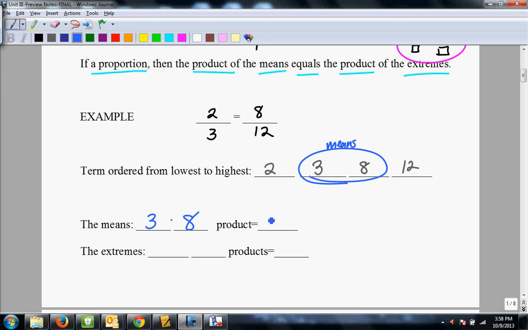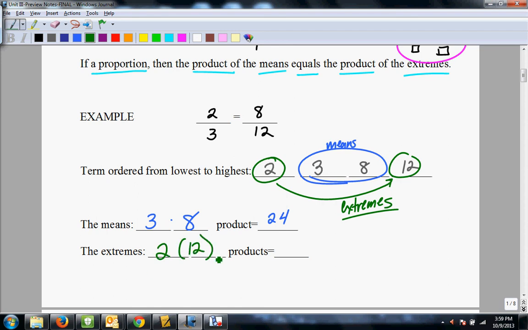3 times 8, 24. Now the very beginning and the very end numbers, circle those. Those are called the extremes. So let's do 2 times 12, which of course is 24. Aha! Notice the product of the means equals the product of the extremes. This happens when your proportion is what's called a true proportion.